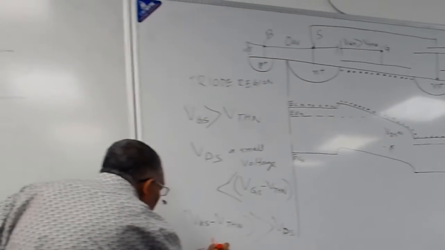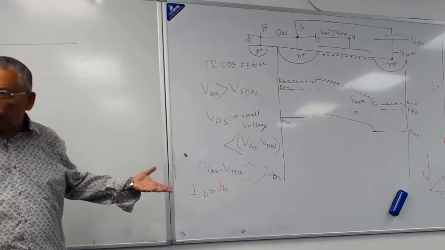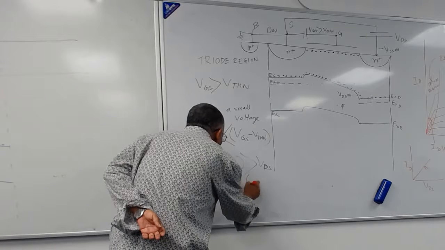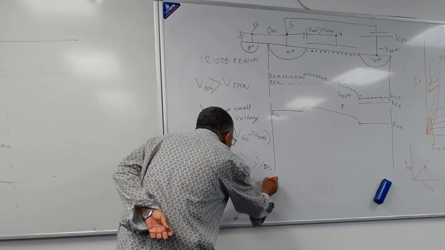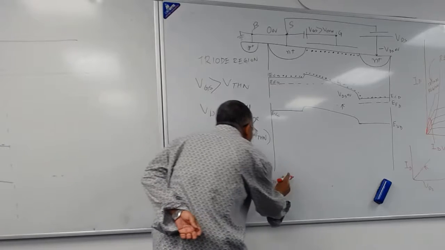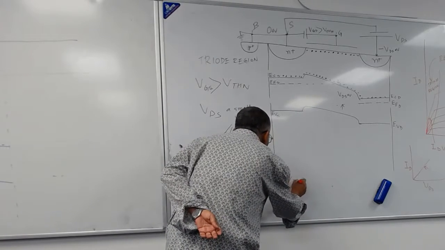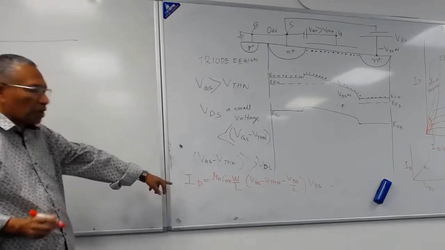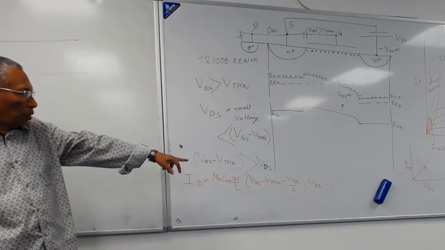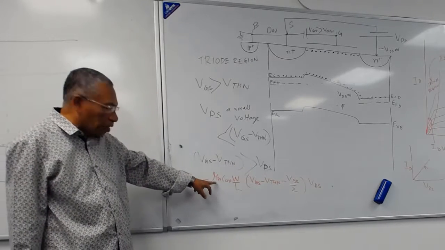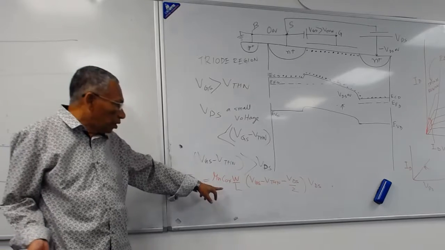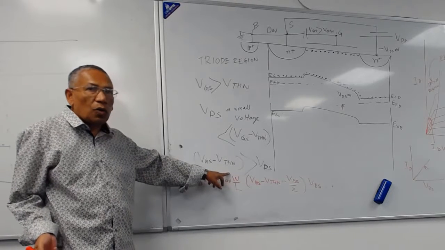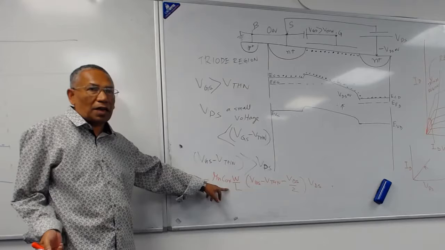equal to mu n. I won't derive the equation, I don't have time, so I'm just putting the equation. Mu n C oxide W by L, (VGS minus VTHN minus VDS by 2) into VDS. This is the expression for drain current in terms of VDS. You might ask what is mu n: it is the mobility of electrons, which you know. C oxide is the oxide capacitance. W is the width of the channel, L is the length of the channel.